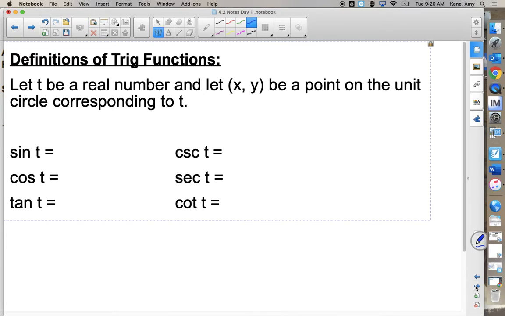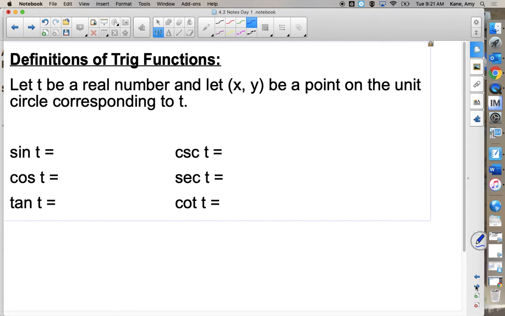So at the top of page 13, you see there are 6 functions that are listed. And we're going to define these 6 functions. I'm going to draw a little diagram so that we have that as a reference. But it says let t be a real number. And that's how the problem, like in the book, you were given an angle, a value for t in radians.